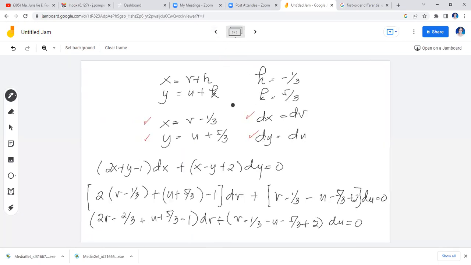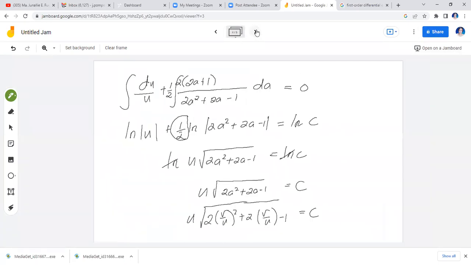So we go back to this original equation. See this? So I'll use another color. So the v from in here, v is equal to x plus 1/3. The u is equal to y minus 5/3. So the v and the u that you have there should be changed by this, because our original DE does not have the v and the u, but rather the x and the y. So 1/3 for the x and negative 5/3 for the y.